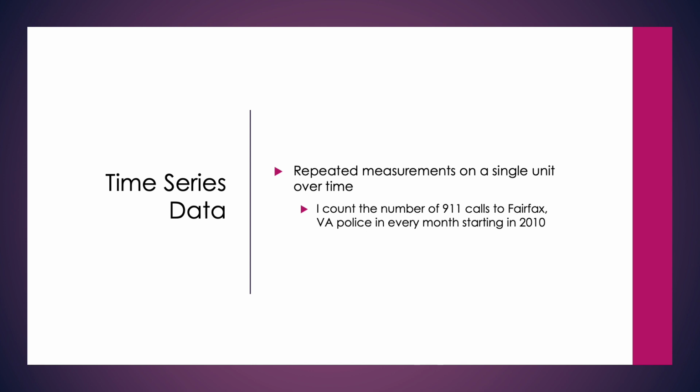Time series data are just data that are collected from repeated measurements on a single unit over a period of time. So if I were to count up the number of 911 calls to the Fairfax County, Virginia Police Department every month starting in 2010, this is time series data. I repeatedly count the number of 911 calls to this single unit, the Fairfax County Police, over a period of time, 2010 to present, let's say.